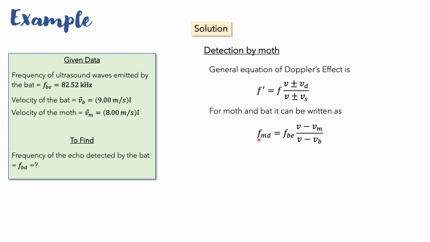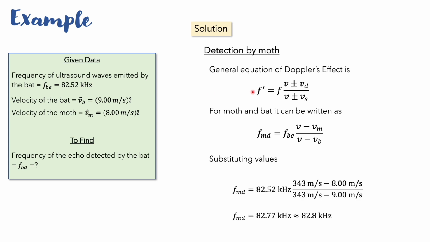Okay, so this one is the frequency that is detected by the moth. And this is the original frequency, meaning the frequency that was generated by the bat, the frequency of the ultrasound waves emitted by the bat. Now we put the values here and calculate the frequency which was detected by the moth.